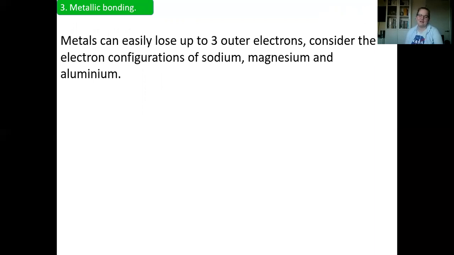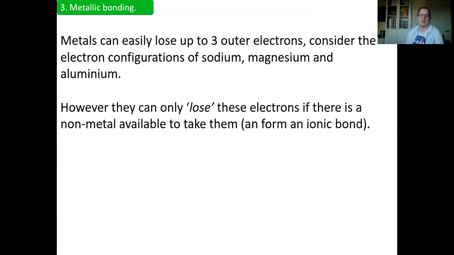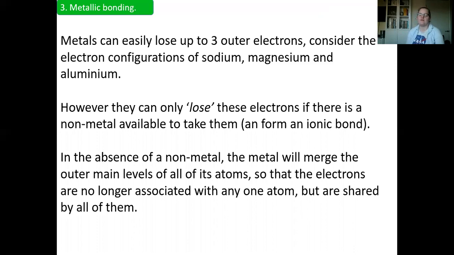Metals can really easily lose up to 3 outer electrons, and if we think about the electron configurations of sodium, magnesium, and aluminium, we can see that. However, they only lose these electrons if there is a non-metal available to take them, so they would form an ionic bond. What more regularly occurs if there isn't a non-metal around is that the metal will merge the outer main levels of all its atoms together, so that the electrons are no longer associated with any one atom, but are shared by all of them. And so we get what we call a sea of free electrons.